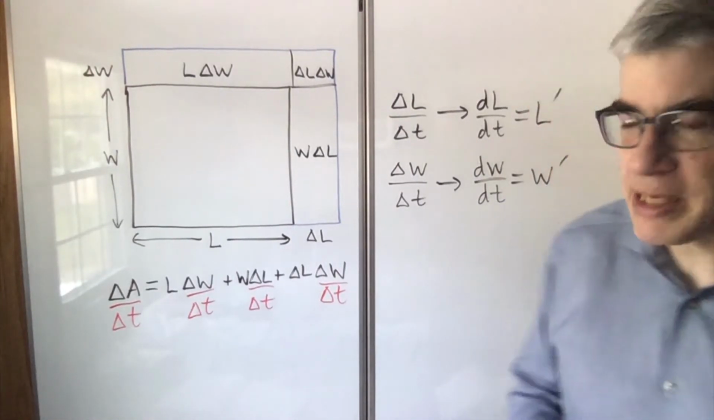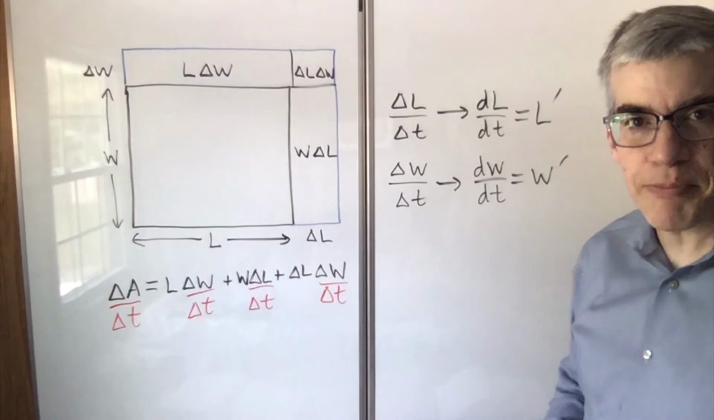because we know all the derivatives are with respect to t, and so there's no confusion. We can just say derivative is prime.